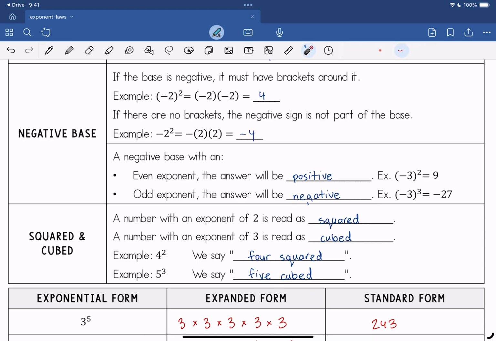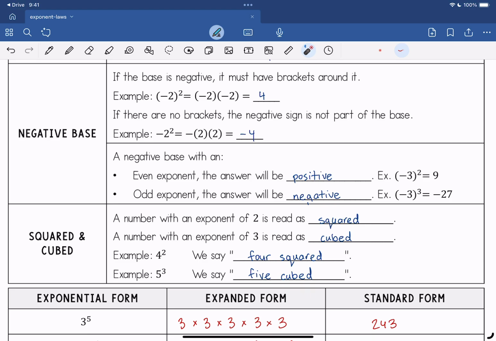A negative base with an even exponent, the answer will be positive. For example, negative 3 to the power of 2 is positive 9. And if the exponent is an odd number, then the answer will be negative. So in here, we still have the same base, negative 3, but the exponent is an odd number. Therefore, the answer is negative 27.